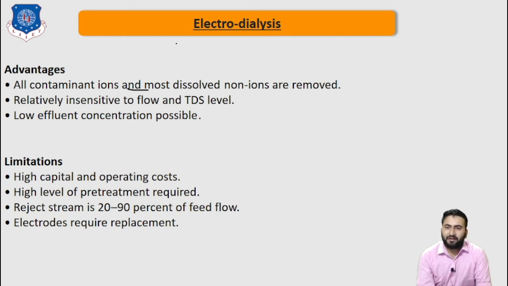What are the various disadvantages? High capital cost is required. Operating cost is high because of the energy consumption. A high level of pre-treatment is required. The reject stream is 20 to 90% of the feed flow, right, which is higher than reverse osmosis. Electrodes require replacement after some period of time. Again, the membranes used in electrodialysis are also prone to fouling, so we also need to replace the membrane. So these are all the various disadvantages of electrodialysis.